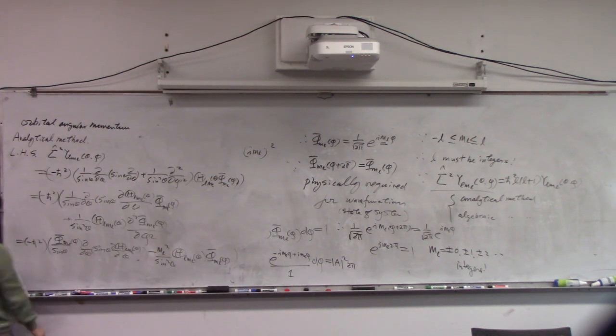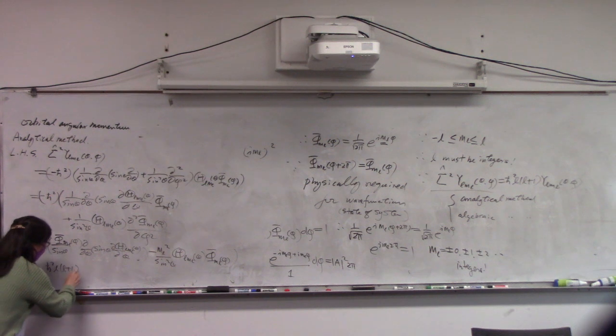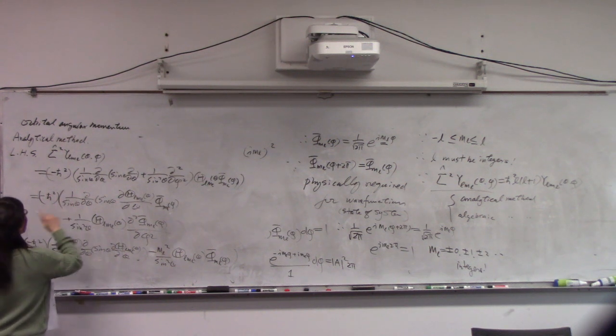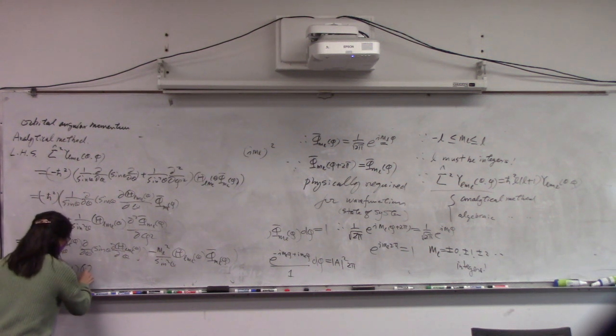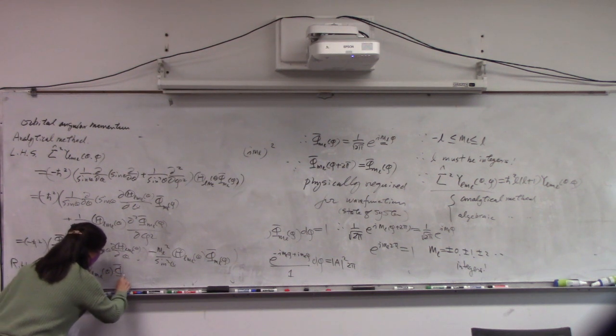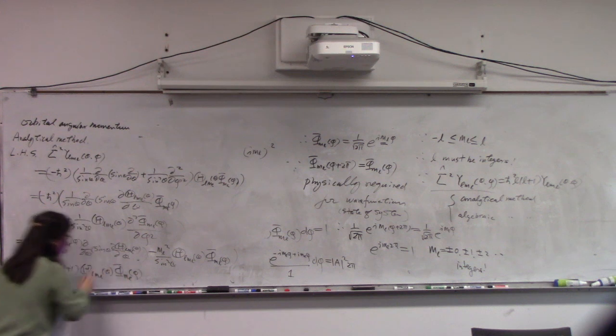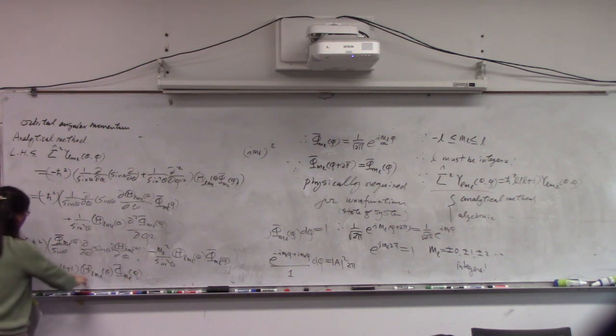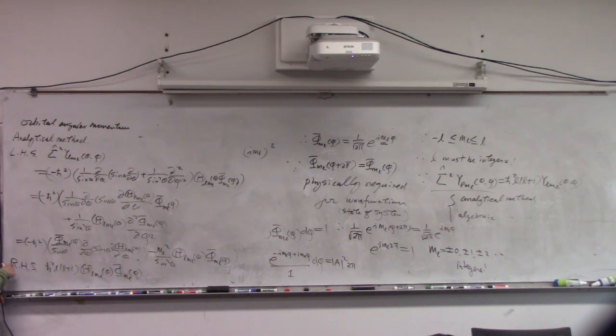Okay, that is the left-hand side. The right-hand side is just here. The right-hand side is h bar squared L(L+1) multiplied by Y_L^m, that is capital Theta_L^m(theta) multiplied by the capital Phi_m(phi). Then the left-hand side is equal to this, right?